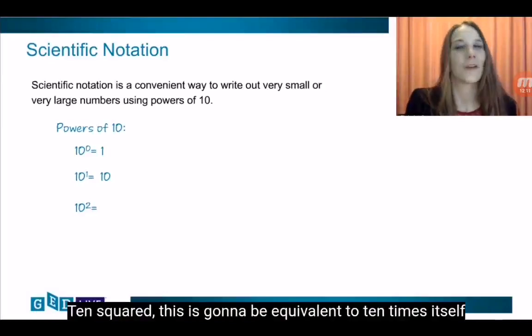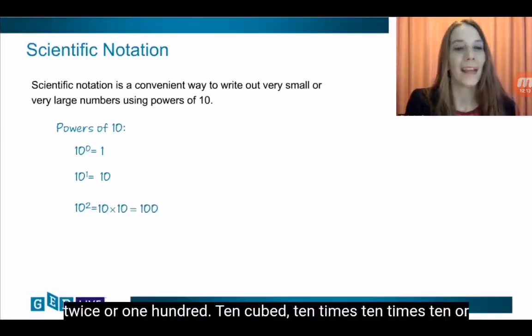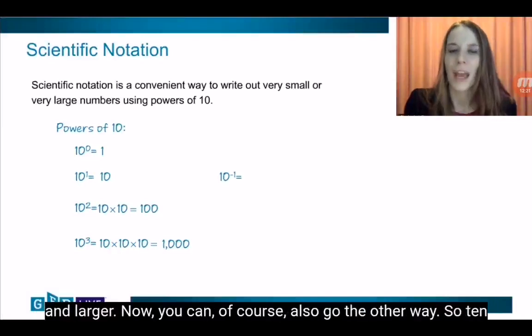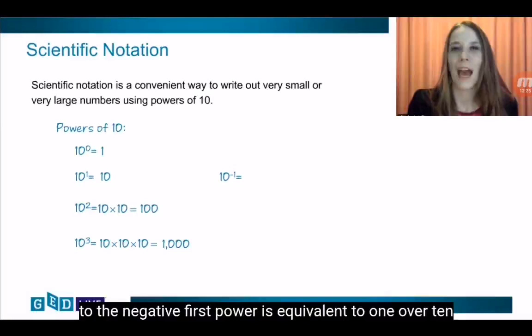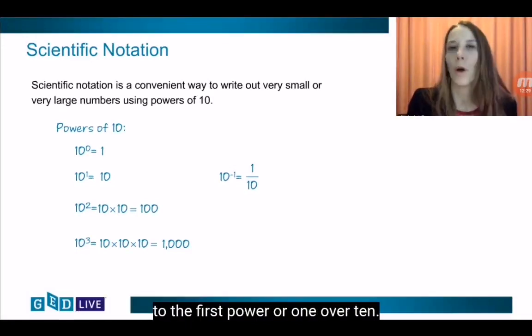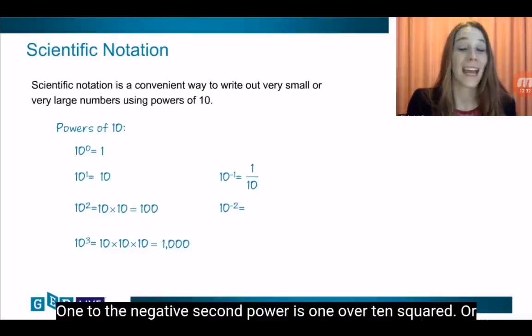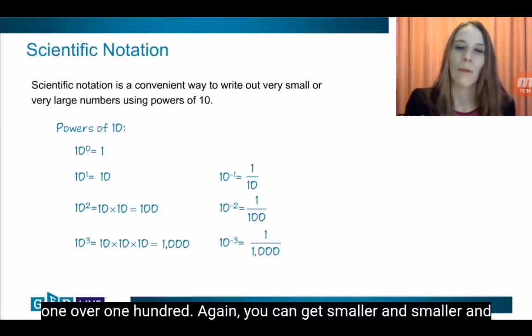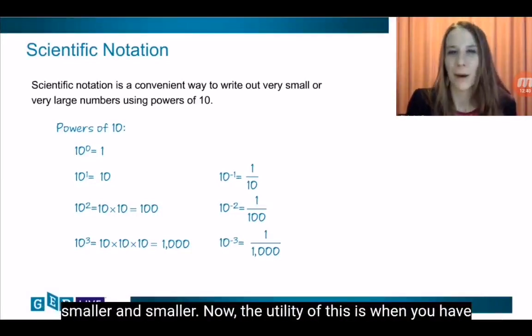10 squared is going to be equivalent to 10 times itself twice, or 100. 10 cubed, 10 times 10 times 10, or 1,000. And of course, you can get larger and larger. Now, you can, of course, also go the other way. So 10 to the negative 1st power is equivalent to 1 over 10 to the 1st power, or 1 over 10. 10 to the negative 2nd power is 1 over 10 squared, or 1 over 100. Again, we can get smaller and smaller.